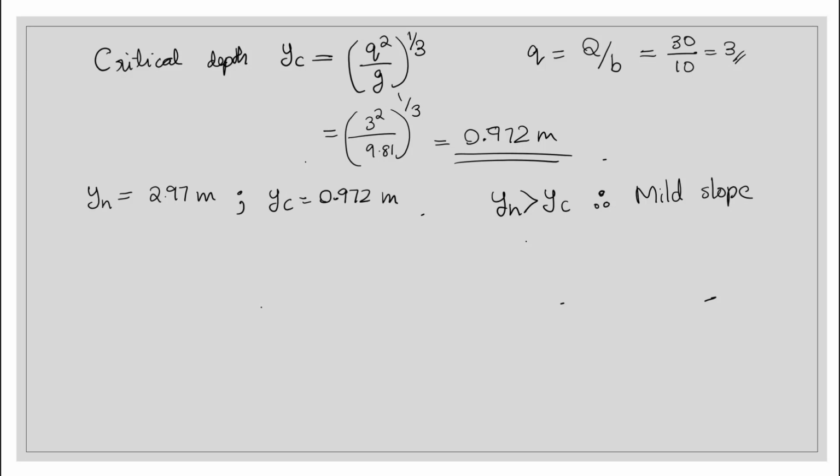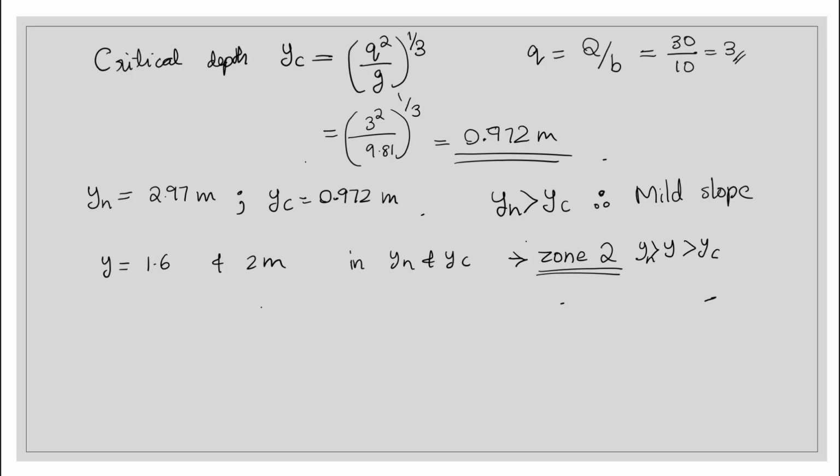Now what we have to find out is in which zone it lies. Here our depths are given as 1.6 and 2 meters. Since both are in between yn and yc, we can say it is in zone 2. The condition for zone 2 is yn greater than y greater than yc. So the given depth is in zone 2.